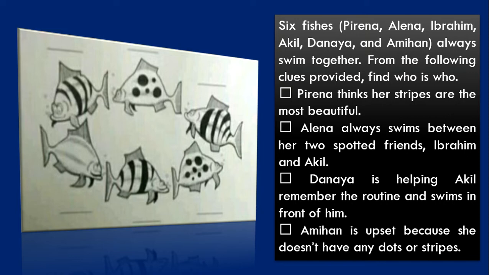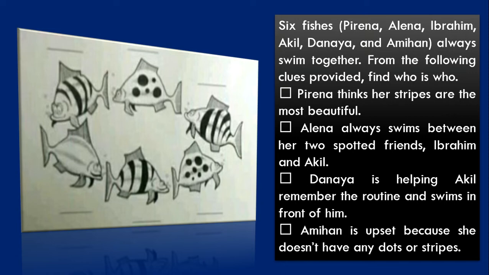Okay, so another problem. Here, in this case, we need to identify the names of the fish here. Okay, the 6 fish here. So we have Pirena, Alena, Ibrahim, Akil, Danaya, and Amihan. Okay, they always swim together. So from the following clues provided, find who is who.